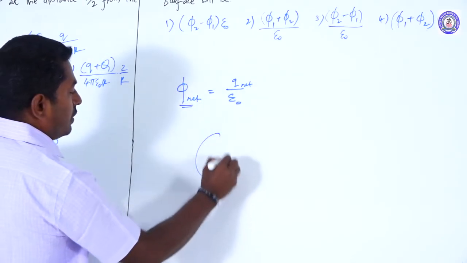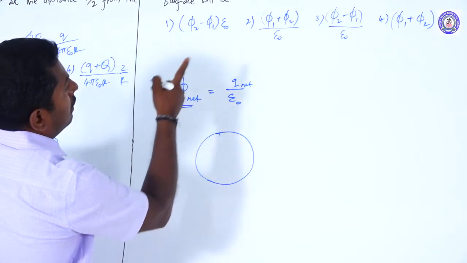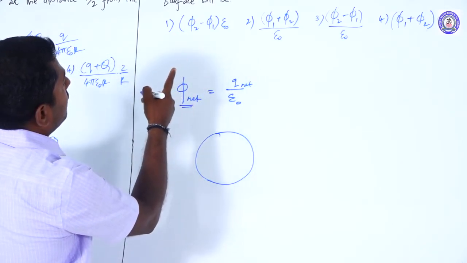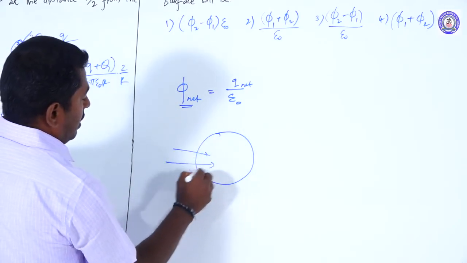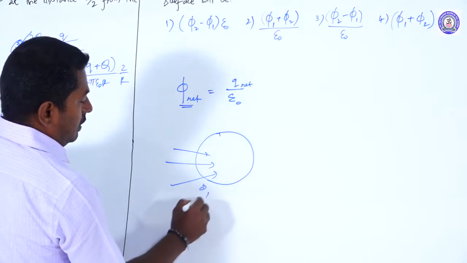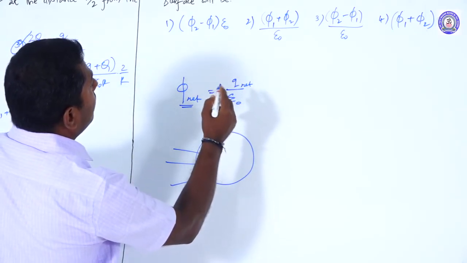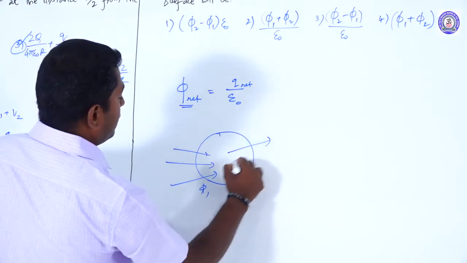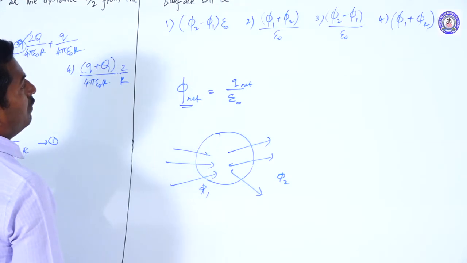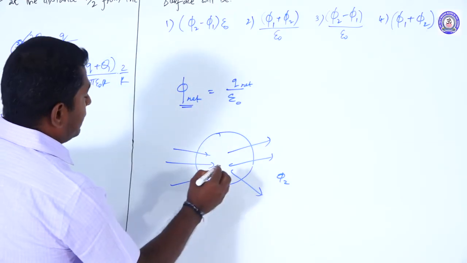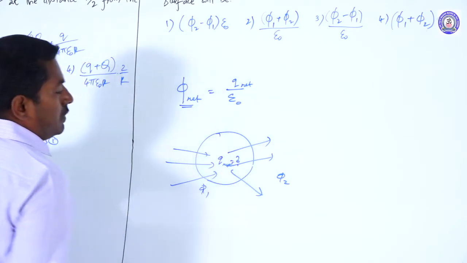Let us consider a closed surface. Phi 1 is the electric flux entering the surface. Phi 2 is the electric flux leaving from the surface. Then the charge inside the surface: what is the net charge inside the surface?